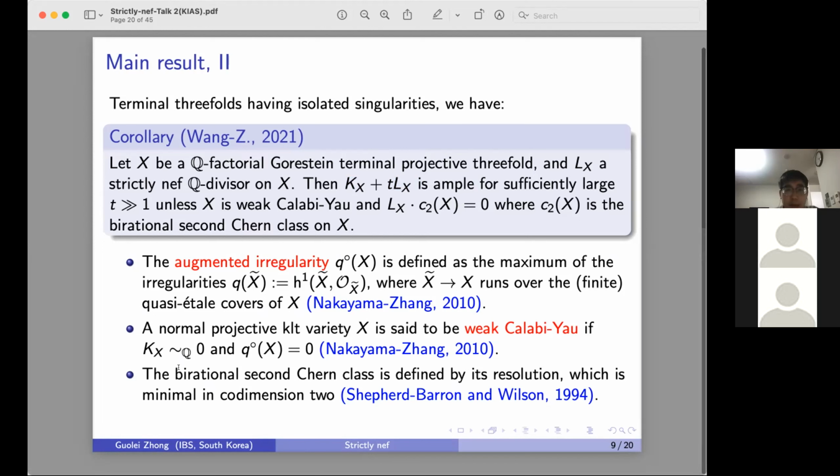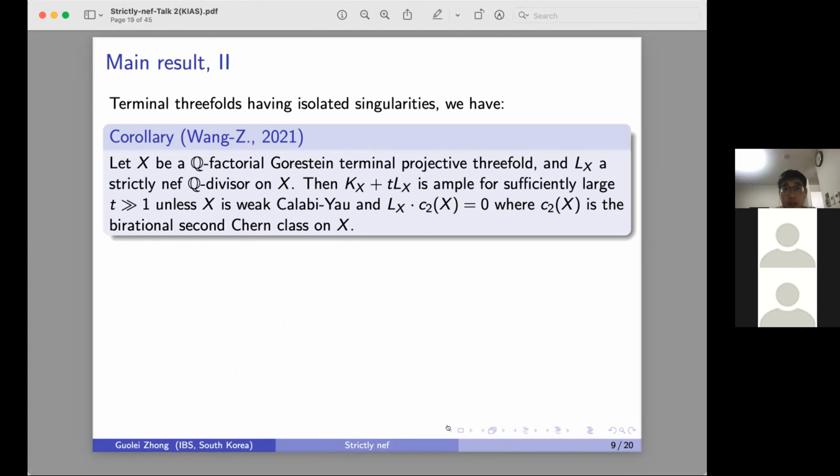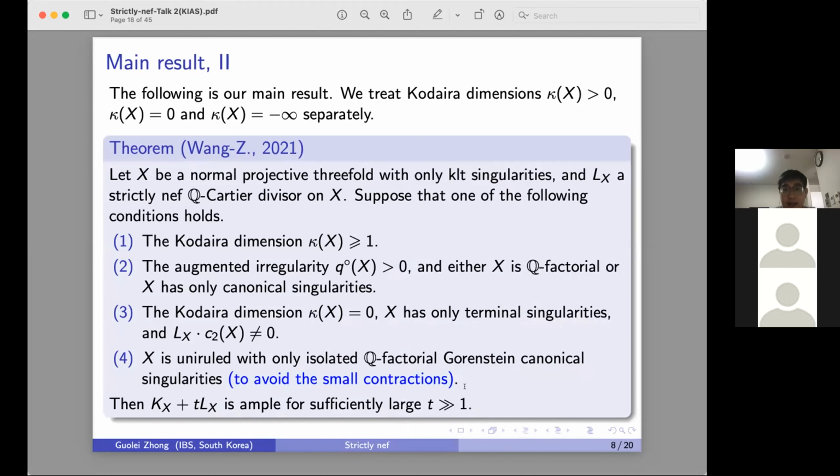And also the birational second Chern class C2 is defined by its resolution. Usually you can regard this as a 1-cycle, the push-forward of the usual second Chern class from a smooth model which is minimal in codimension 2. This was introduced by Shepherd-Barron and Wilson in 1994. Okay, so this is our main corollary for the Gorenstein terminal case. In the following we will consider the proof, and we shall deal with the proof one by one, case by case.